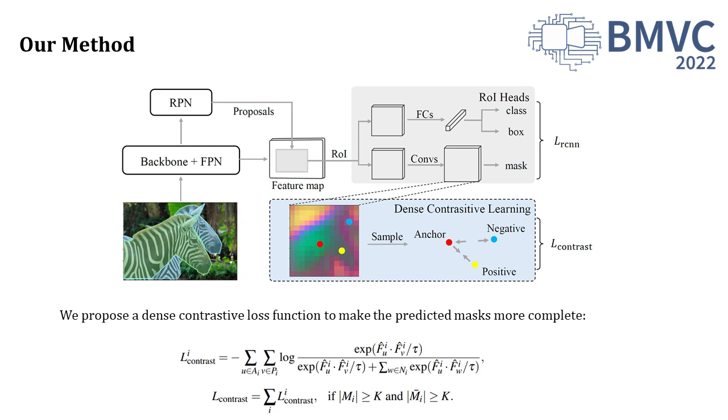We take Mask R-CNN as an example to introduce our method. We randomly select anchor and positive samples from the target instance. The negative samples are selected from the rest of the ROI. By applying the contrastive loss, features on the same instance are pulled closer, while features on different instances and features between instances and the background are pushed farther apart.